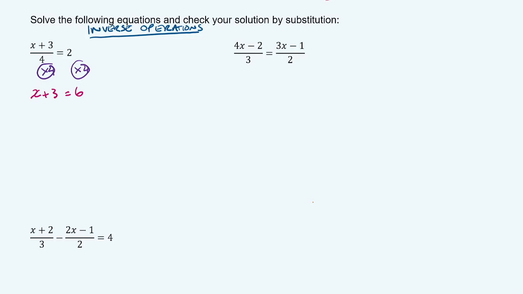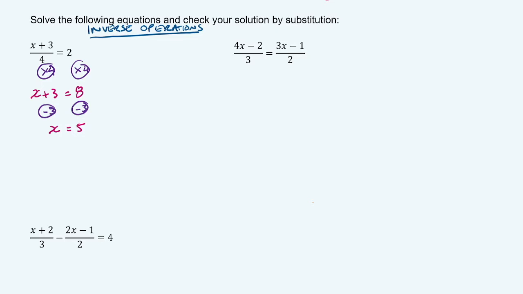Whoops, wrong number there. We'll get that right number in there. 2x plus 3 equals 8. Take away the 3 from both sides, again by that inverse operation, gives me x equals 5.